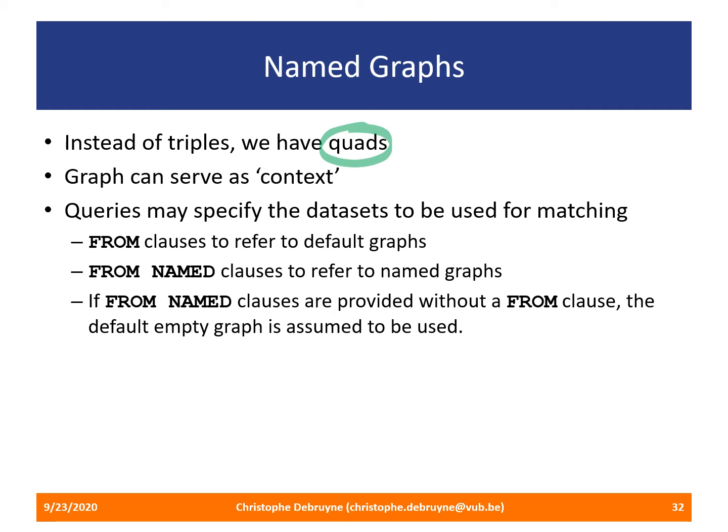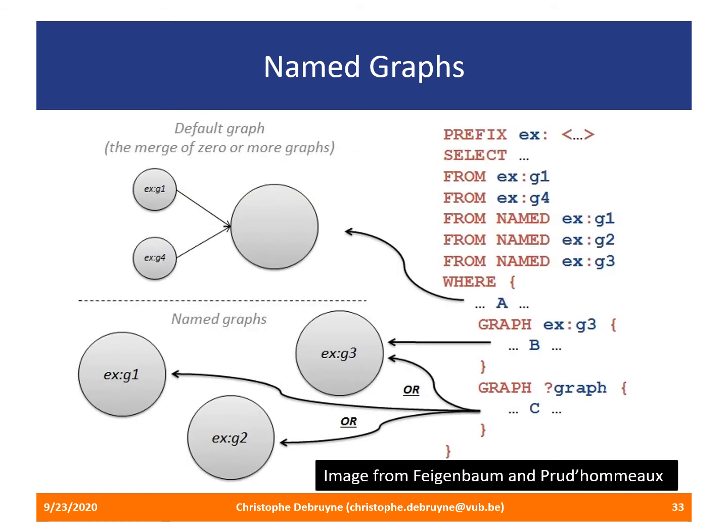Now, if you provide from named clauses without a from clause, the default graph is assumed to be empty when you use it. We will exemplify that with an image. In this particular image, you can clearly see what we're doing. We are querying something, and we are creating the default graph from G1 and G4, sorry. And then we are using 3 named graphs, G1, G2, and G3.